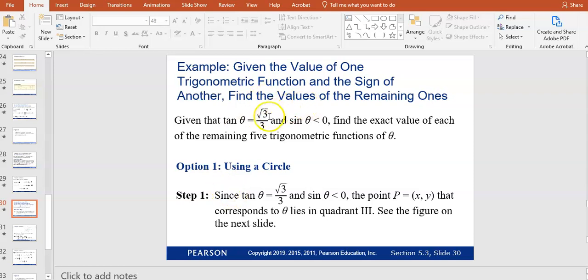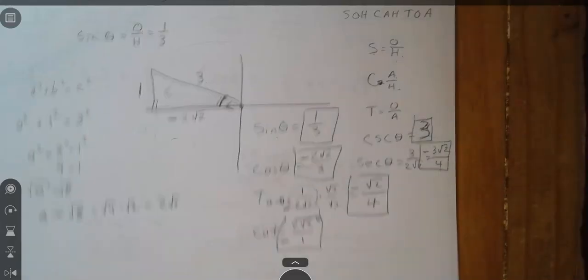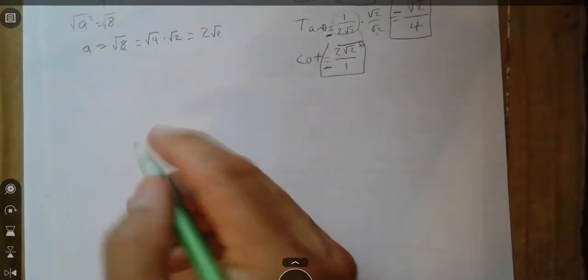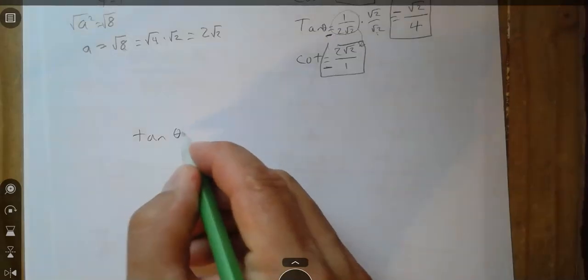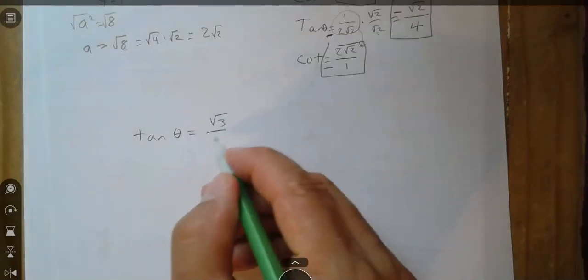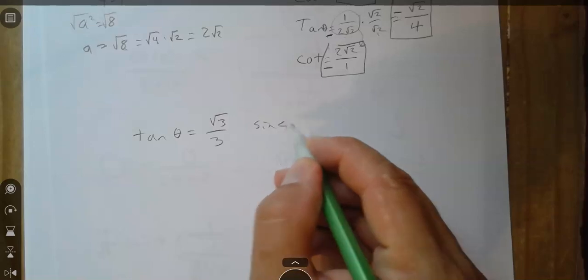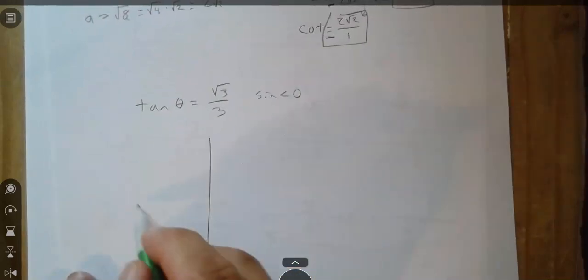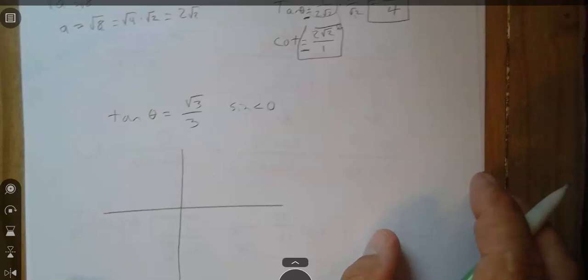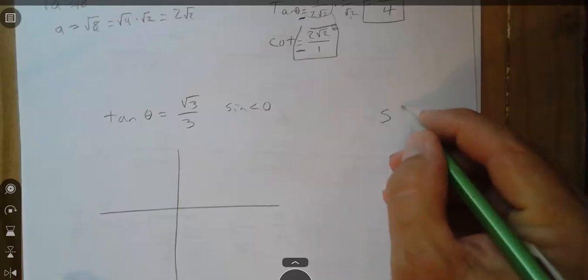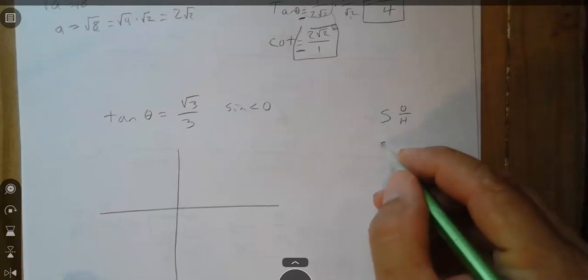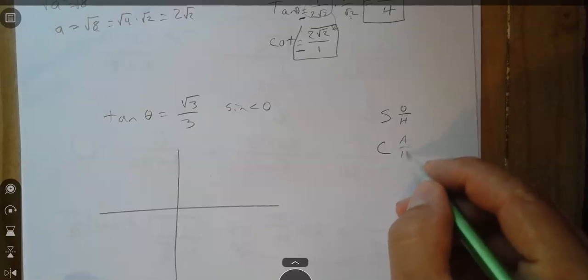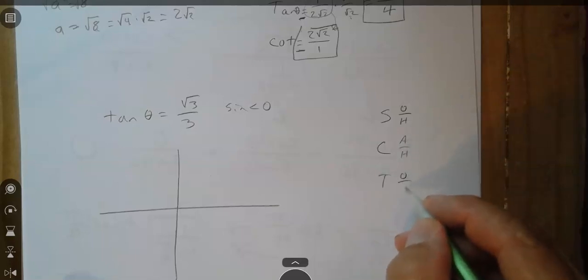Here, okay, given 1, same thing. Tangent is root 3 over 3. So I'm going to just use my SOHCAHTOA in that case. And then my sine is negative. So let's quickly take a look at that. Tangent theta is root 3 over 3. And my sine is less than 0. Okay, so my SOHCAHTOA, as I pointed out, sine opposite over hypotenuse, cosine adjacent over hypotenuse, and tangent opposite over adjacent.